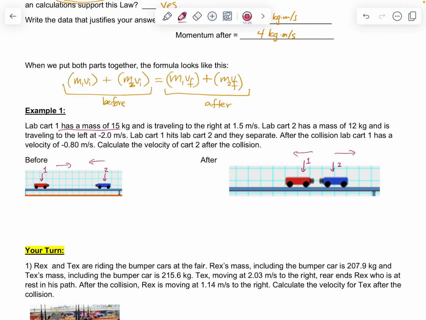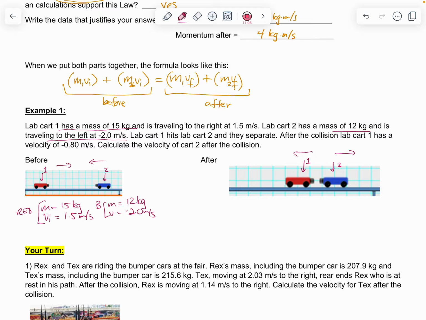So, lab cart 1, that's the red one, has a mass of 15 kilograms and an initial velocity of 1.5 meters per second. Okay, so that's my red cart. And then my lab cart 2, that's the blue one. I kind of ran out of room. Let's do it over here. It has a mass of 12 kilograms and is traveling to the left at negative 2 meters per second. So negative 2 meters per second, right? The opposite direction. So that's my blue cart.